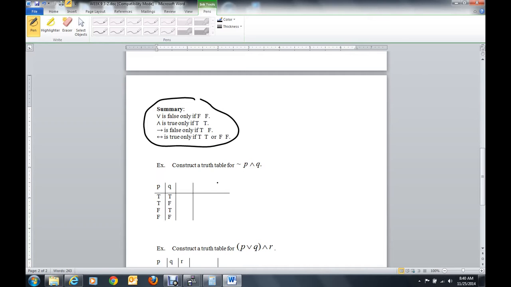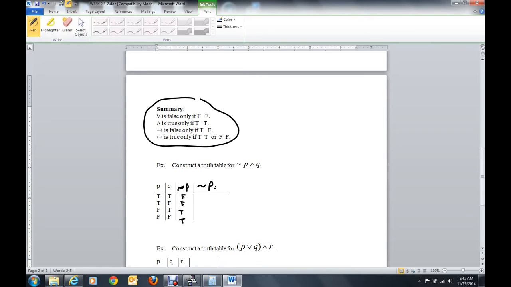But before I can do that, I need to break it down into different pieces. So if you look, I already have the Q right here, so I'm not going to do that again, but I don't have the squiggly P column, so I'm going to make a squiggly P column. Now, since I already have my P, true, true, false, false, squiggly P means I just change all those to false, false, true, true. So I went from true to false, false to true. Don't make an A. It's not an A.